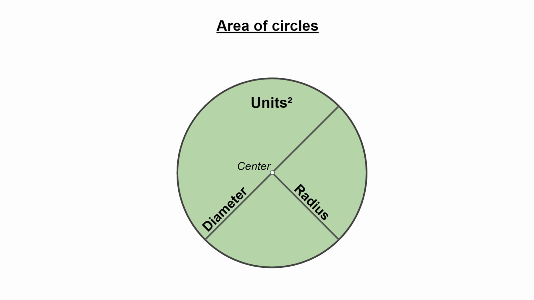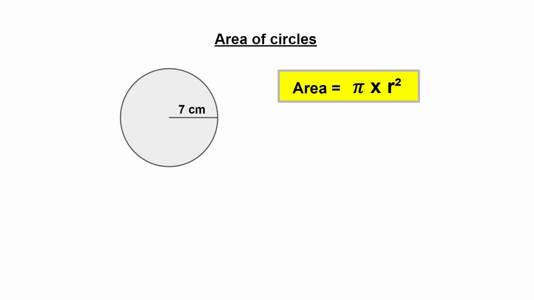So, how is the area of a circle calculated? In our first example, we have a full circle with a radius of 7 centimeters. Now, to calculate the area of any circle, we have to use the formula pi multiplied by radius squared. So let's write out the formula and plug in the correct information. The value of pi is 3.14 and the radius of the circle is 7 centimeters.